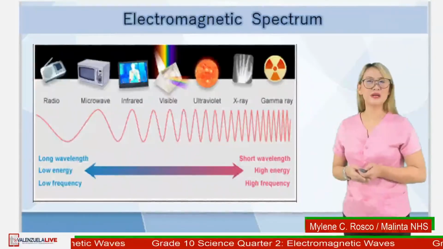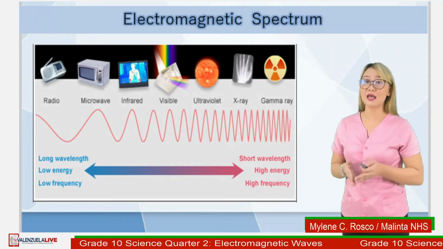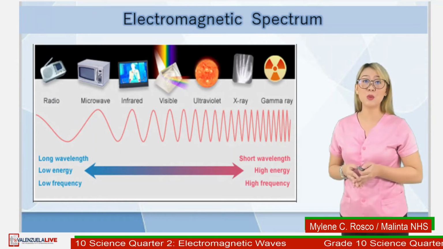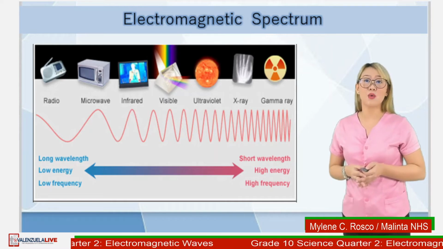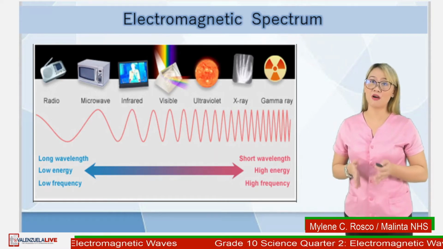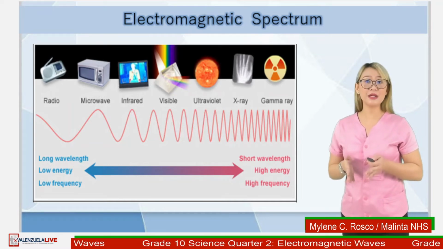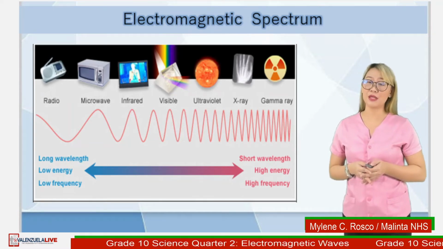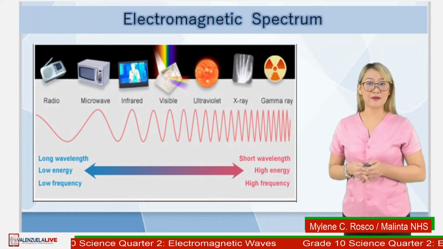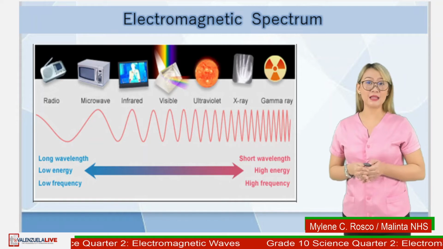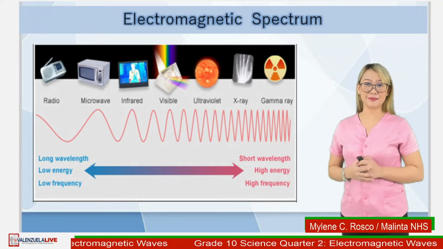All right, so there are different types of EM waves. The different types of EM waves, or electromagnetic waves, are arranged according to their frequencies, wavelengths, and energies. We call it the electromagnetic spectrum. The different types of EM waves are the following: radio wave, microwave, infrared, visible light, ultraviolet, X-ray, and gamma ray.